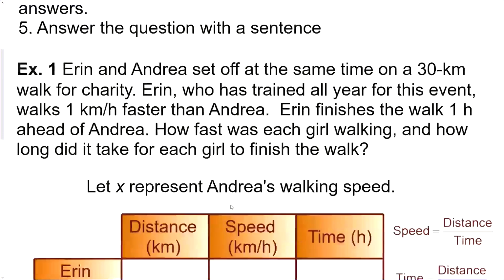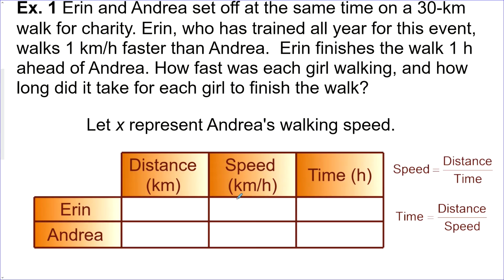Example 1. Aaron and Andrea set off at the same time on a 30-kilometer walk for charity. Aaron walks faster, 1 kilometer per hour faster than Andrea. So she finishes the walk 1 hour ahead of Andrea. How fast was each girl walking, and how long did it take for each girl to finish the walk? Let x represent Andrea's walking speed.